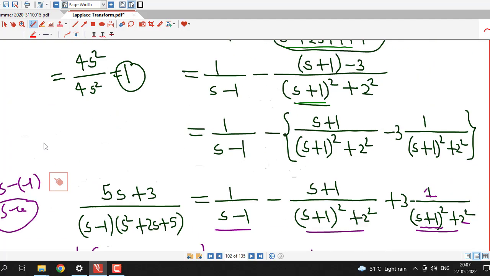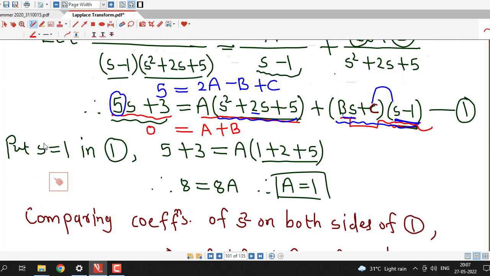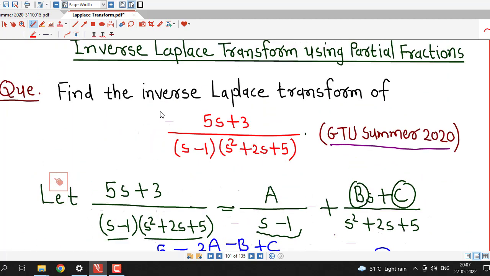Okay, fine. So I have tried to explain this method of partial fractions to obtain the inverse Laplace transform of this type of function.